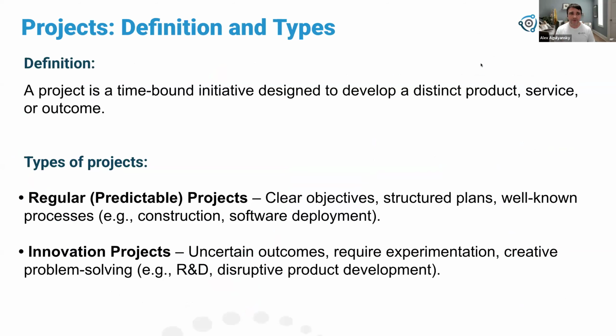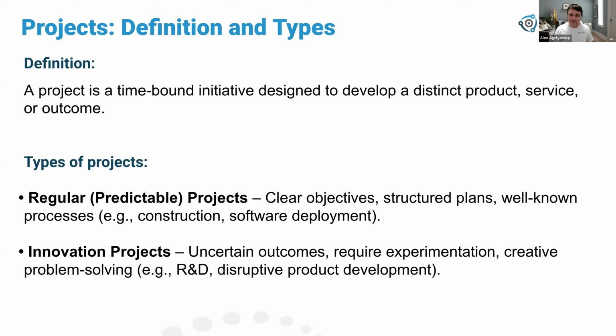So first of all, let's dive into the definition of a project. A very general but pretty good definition: a project is a time-bound initiative designed to develop a distinct product, service, or outcome. It's a great definition, everything's fine here, but there are two different types. One is a regular project. It's basically a predictable outcome where we have a clear objective, clear goals, and a very structured plan, like building a house or a piece of software, getting to that goal by executing these tasks.